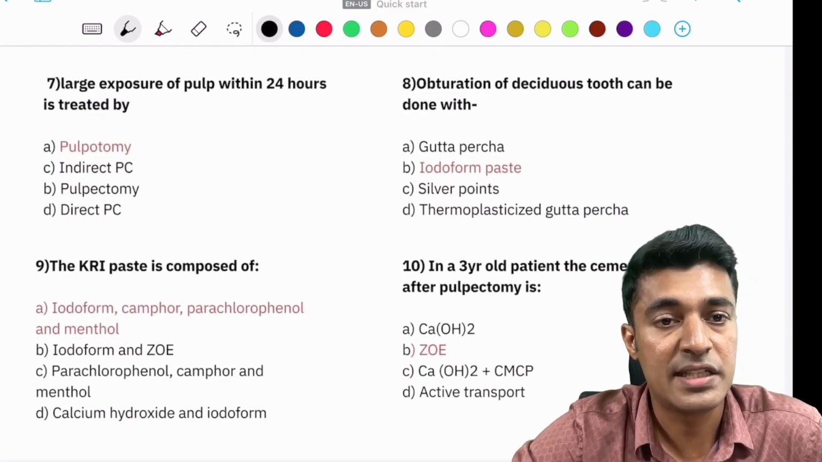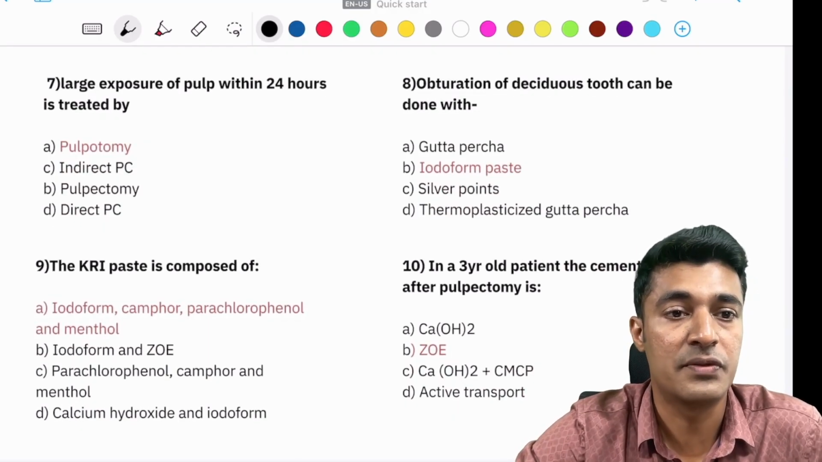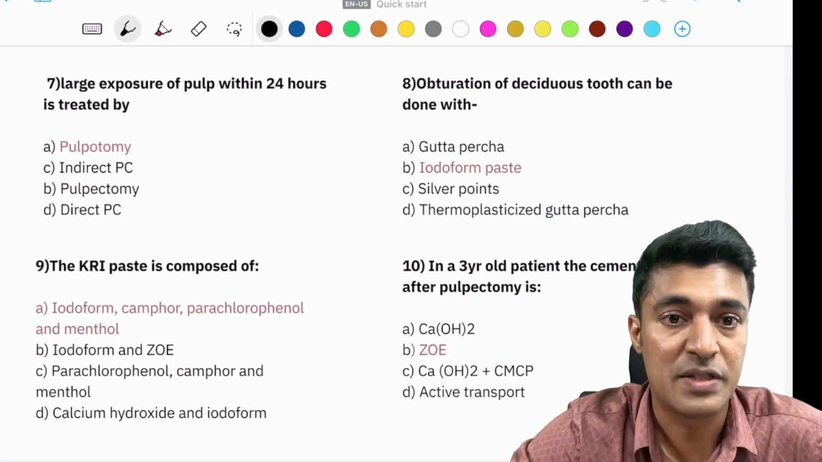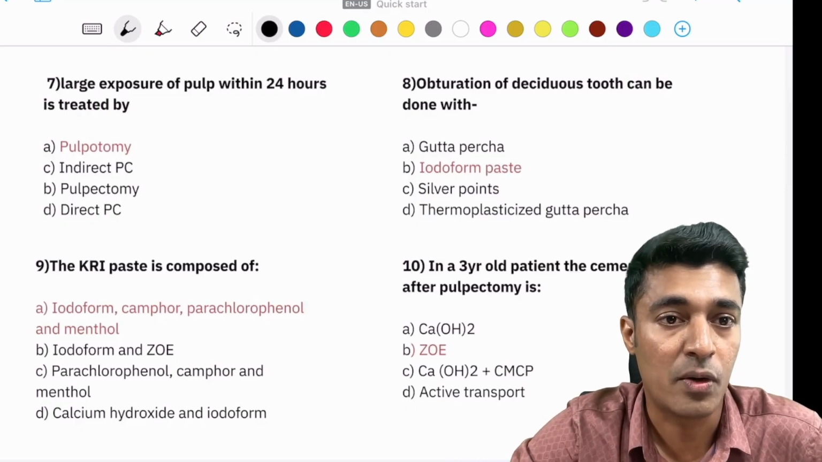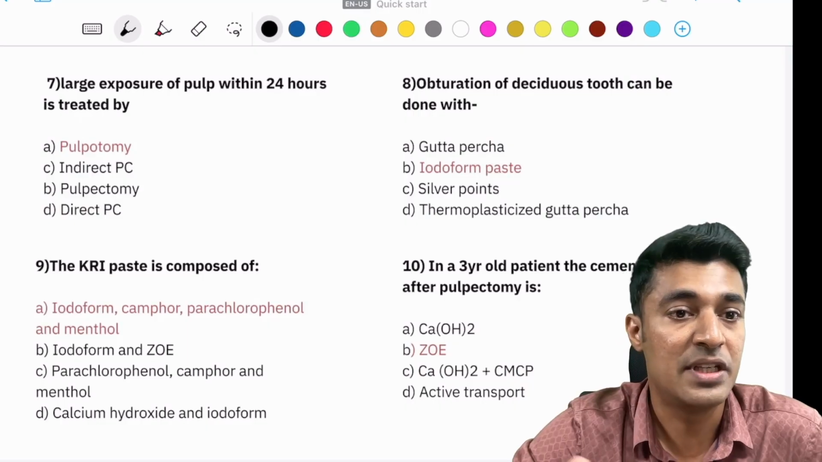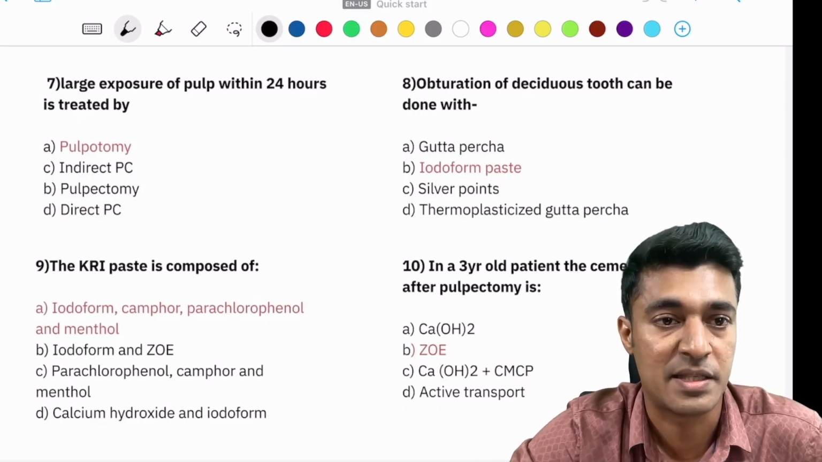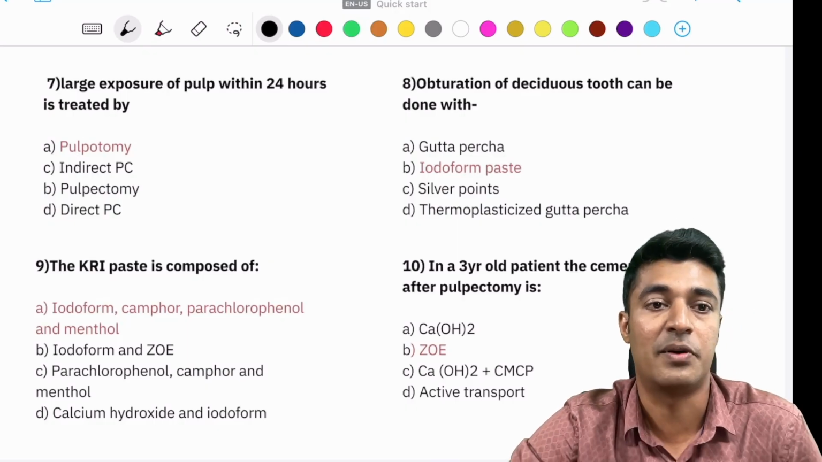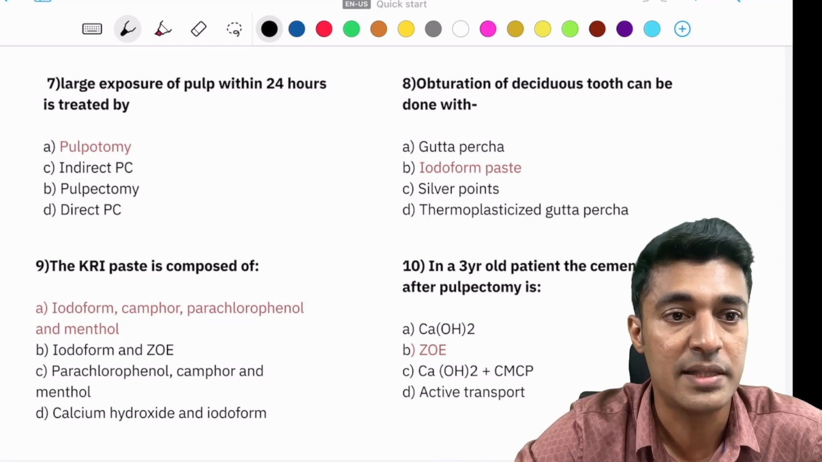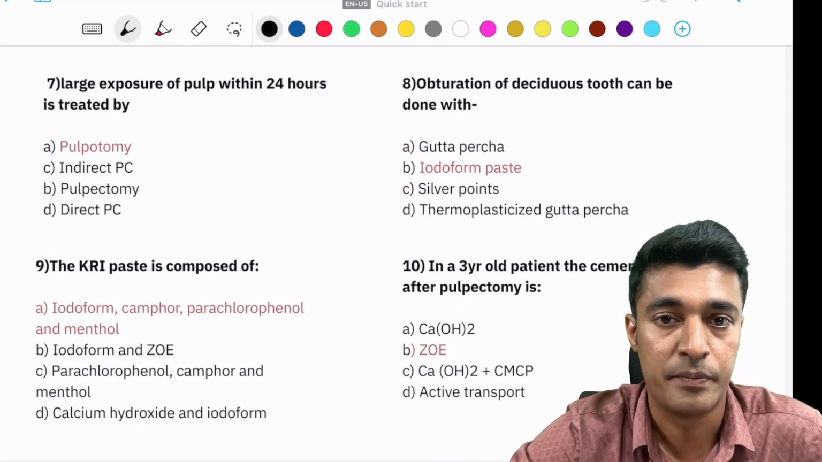So when there's a large exposure of pulp within 24 hours, we can go for pulpotomy. But if it is after 24 hours and the bleeding cannot be controlled, and the patient comes within 72 hours, then you have to go for a pulpectomy. So in this case, the patient has come to you within 24 hours and it is a large pulp exposure. So the procedure is pulpotomy and option A.